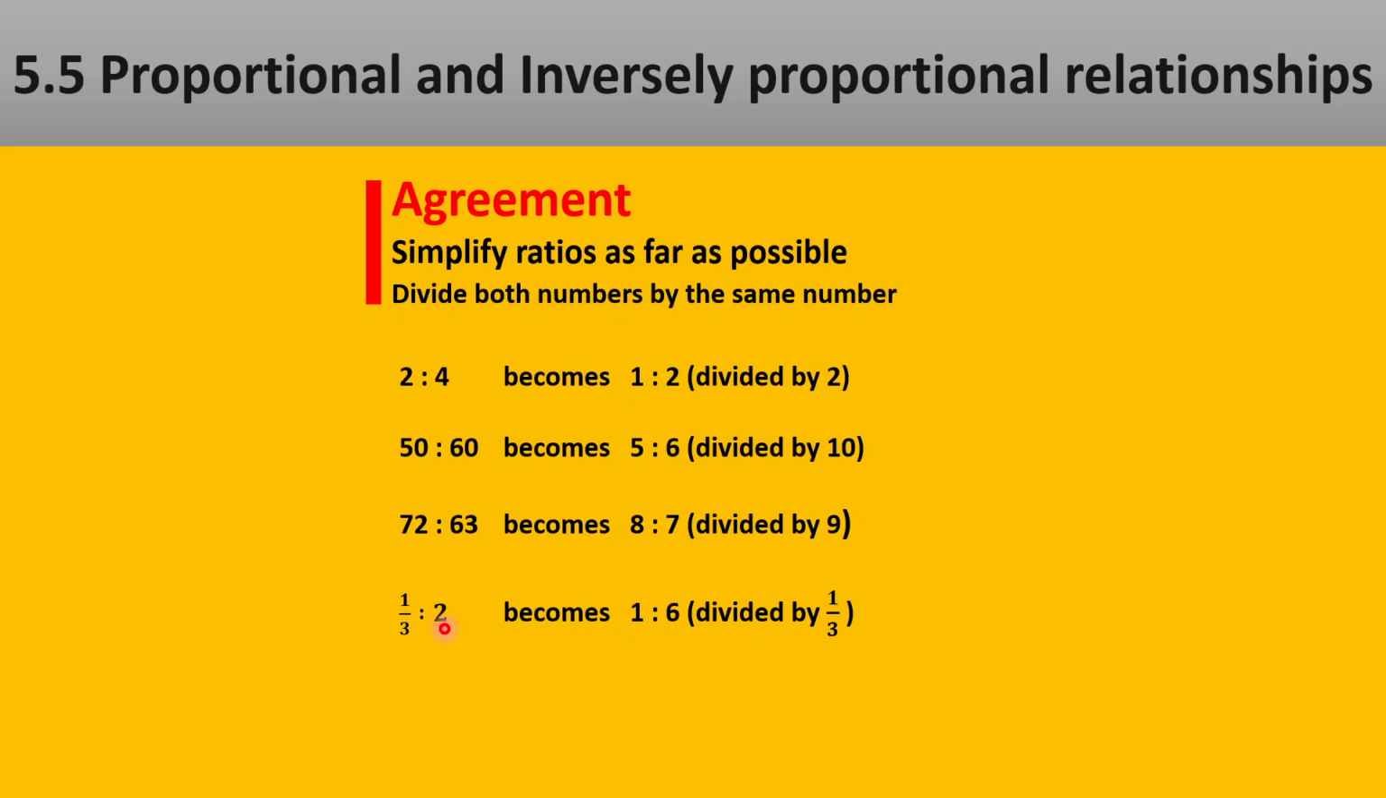And you can divide 2 by 1 over 3. How many times does 1 over 3 fit into 2? 6 times, right? If you find that difficult, you can also here multiply both the numbers by 3. Because then this becomes the whole number 1, and this 2 times 3 becomes 6, right? That's the same amount. Dividing by 1 over 3 is actually the same as multiplying by 3.